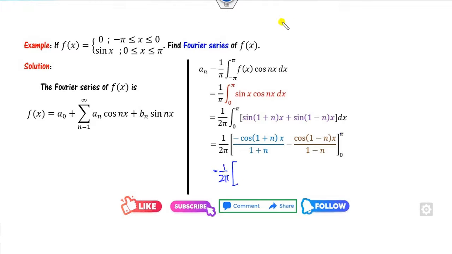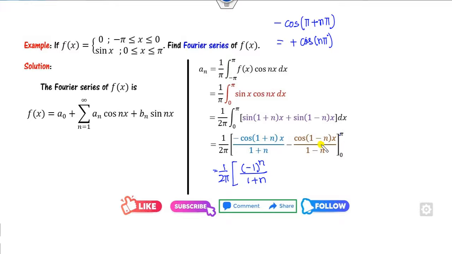If you substitute pi, this is minus cos (pi plus n pi). What is pi plus n pi? It lies in the third quadrant, where cos is negative. So minus minus plus cos n pi. Sorry, it's an even function, so it's cos n pi. Fine. So cos n pi will be minus 1 raised to power n.